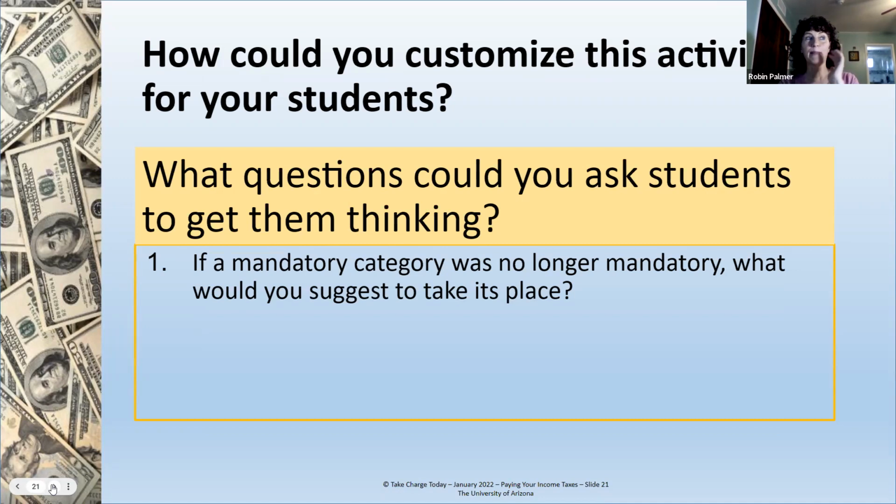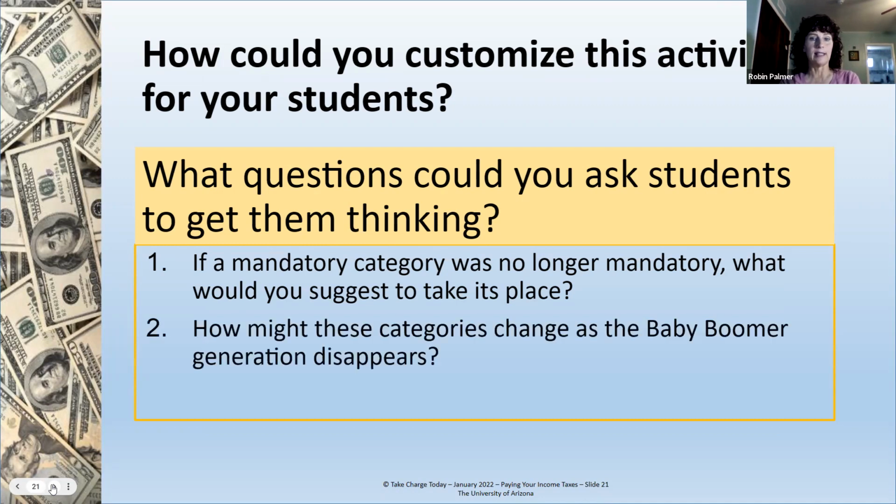So, I didn't share that with you, but the government has some mandatory categories that they always spend money on, like Social Security. That does not go away. It's there every year. But they have deleted some things and added some new things in the last few years. So if a mandatory category was no longer mandatory, what would they suggest to go in its place?